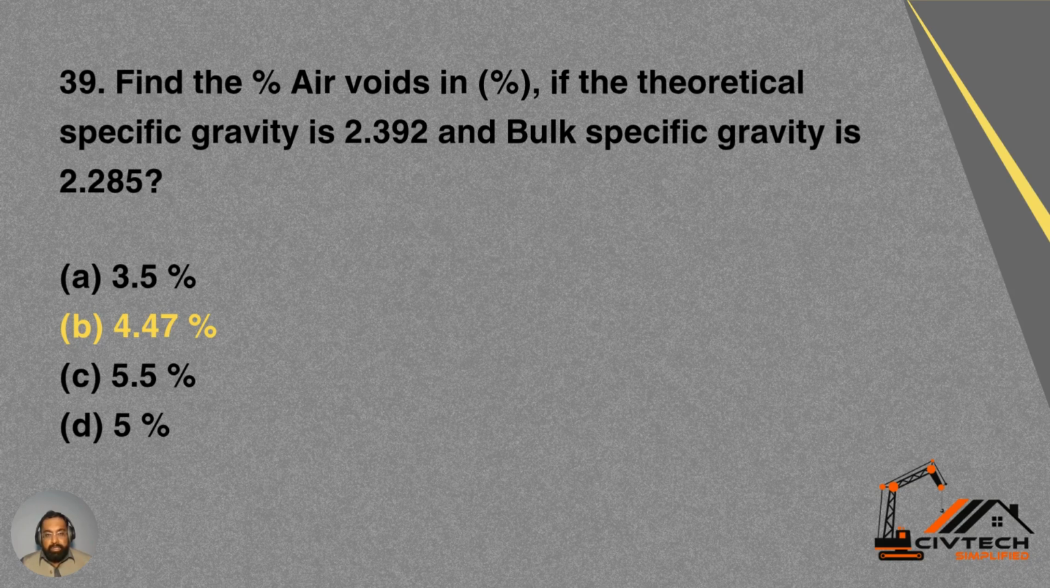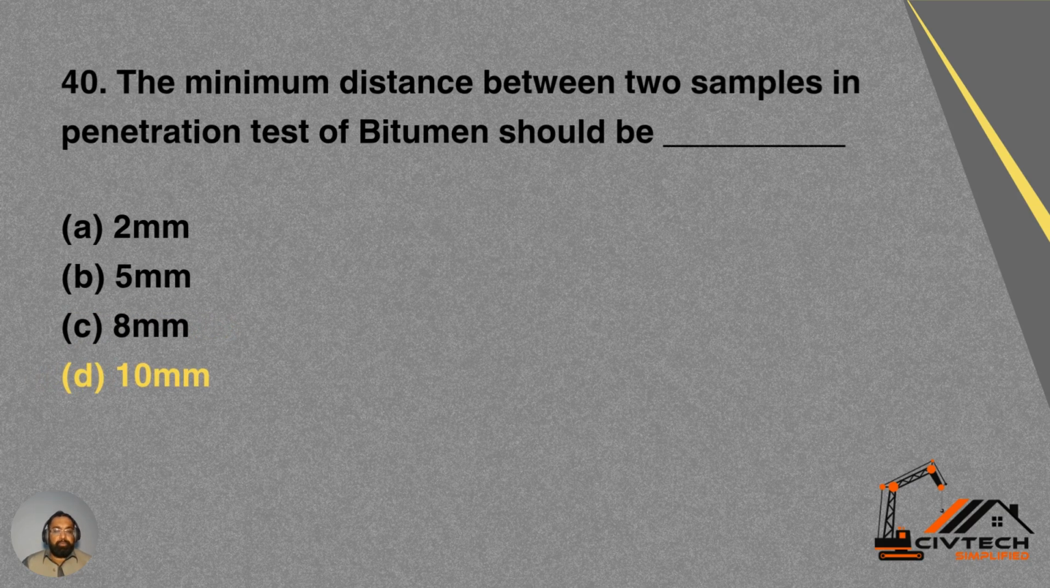4.47% is the air voids percentage if theoretical specific gravity is 2.392 and bulk specific gravity is 2.285. Option B is the correct answer for this question.